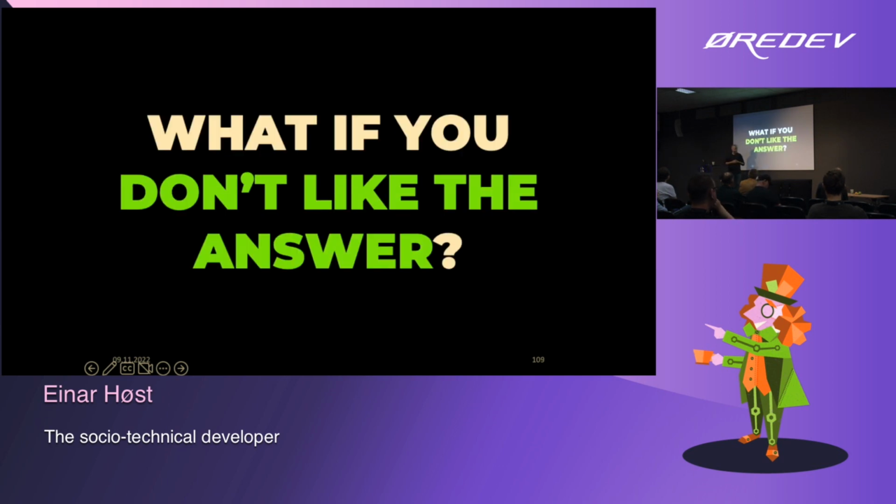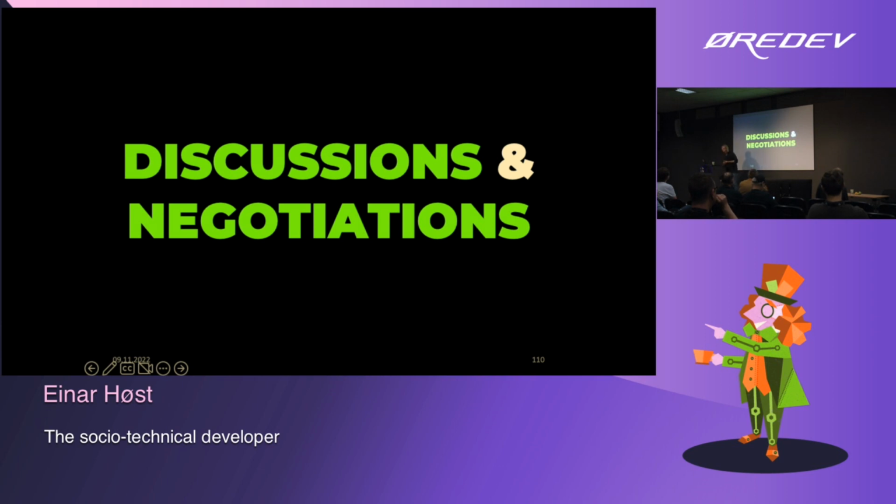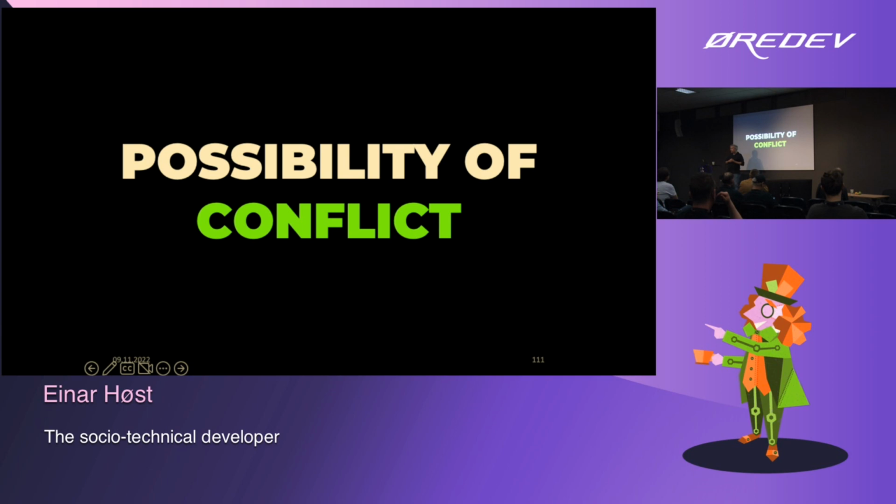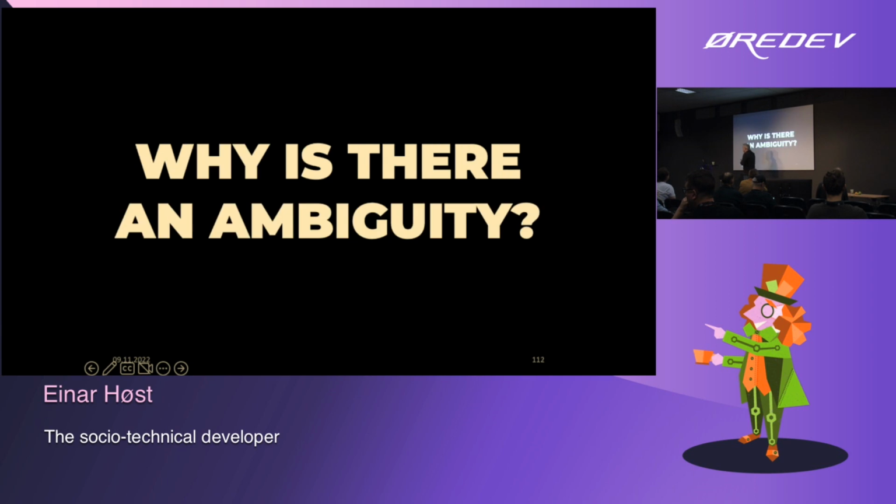And if you're able to do that and the answer is something that you didn't like, that's a problem too. You might have to enter these discussions and negotiations, because there is an ambiguity that you need to resolve, so some resolution must be made. And there's also a possibility of conflict, and you could, without knowing it, march straight into a minefield of organizational politics in the worst case, because we have to ask ourselves again, why is there an ambiguity? Why isn't this task clear?